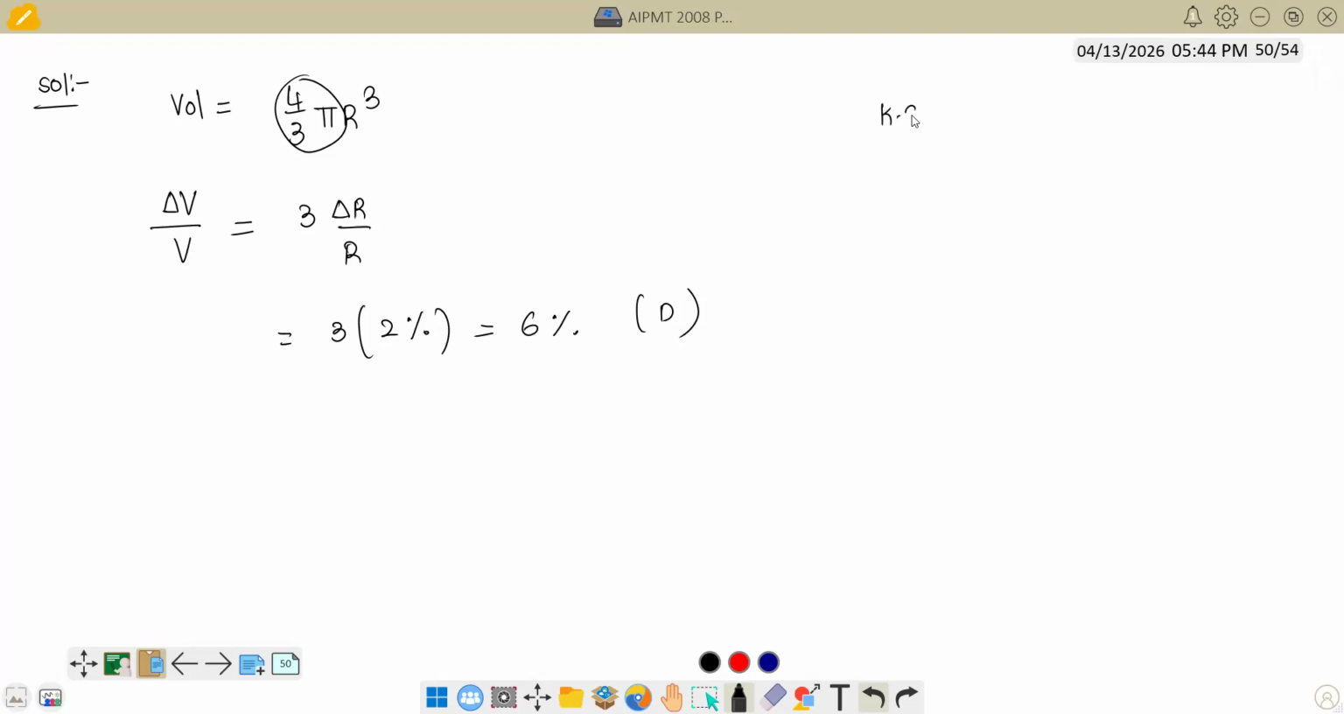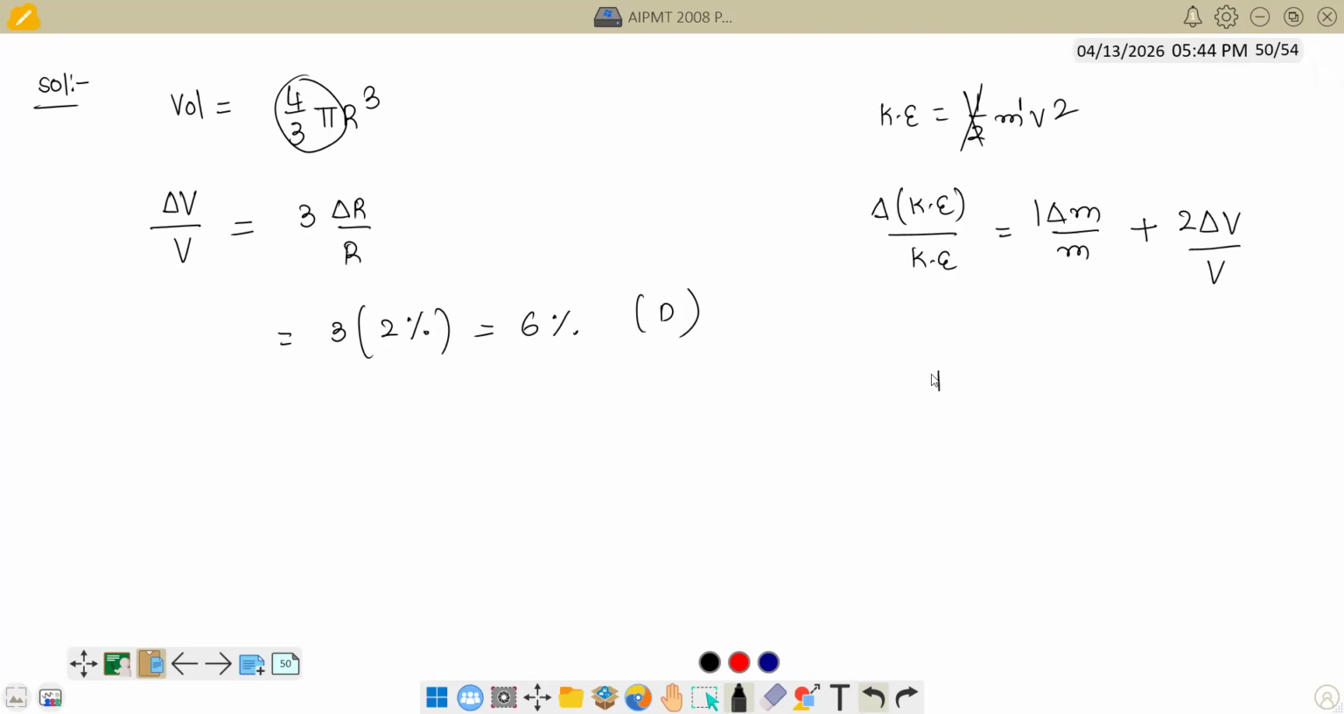Like for example, if kinetic energy is half m v square, you can ignore this half. Then error in kinetic energy would be, this is how you represent the error, delta m by m, since we have multiplication, plus the power, this is power 1, so 1 delta m by m plus 2 delta v by v.